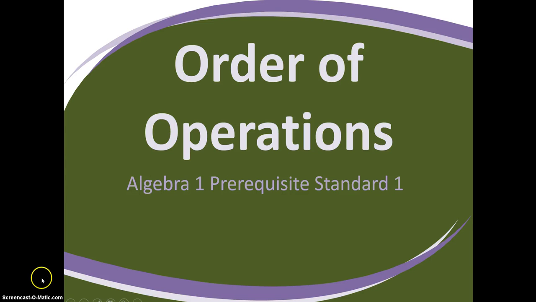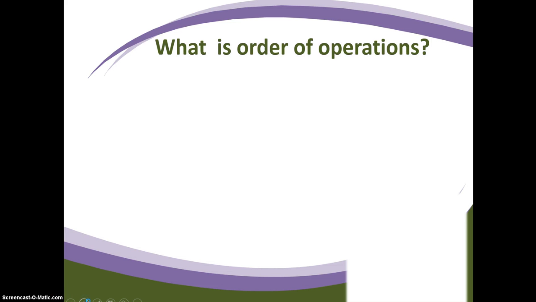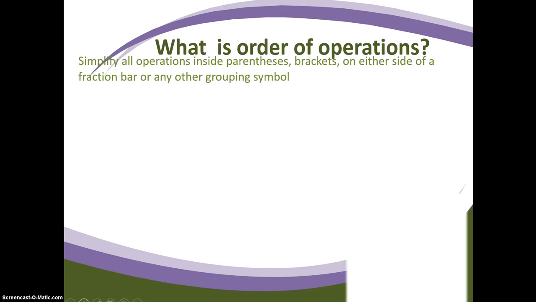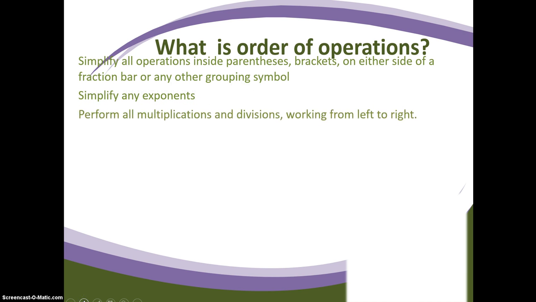Today we're going to go over order of operations for the Algebra 1 Prerequisite Standard 1. What is order of operations? Well, you're going to simplify all operations inside parentheses, brackets, on either side of a fraction bar or any other grouping symbol first. Then you're going to simplify any exponents, perform all multiplications and divisions working from left to right, perform all additions and subtractions working from left to right.